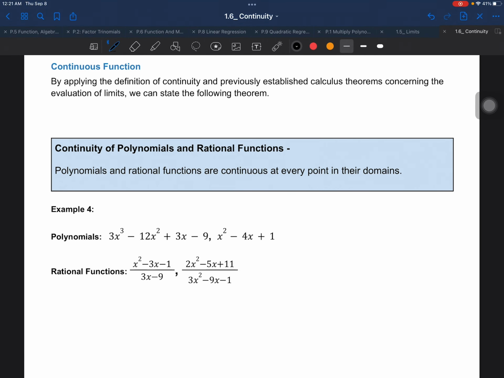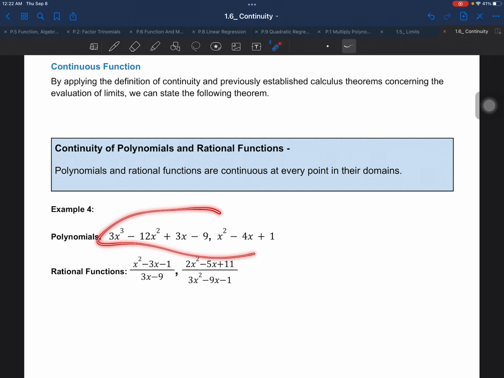All right, so the last part of this section is to give some kind of conclusion or some special rule that we have about continuous functions. There are some functions that are known to be continuous, and the most popular one is a polynomial. So real quick, what is a polynomial?